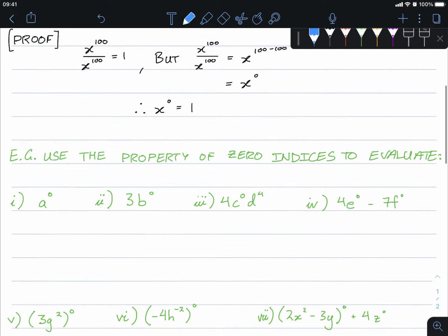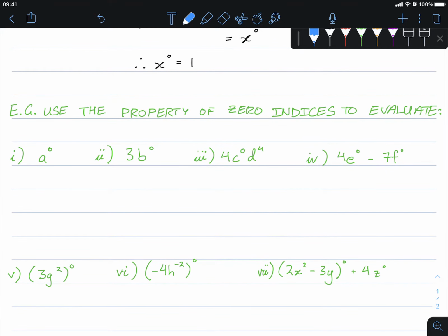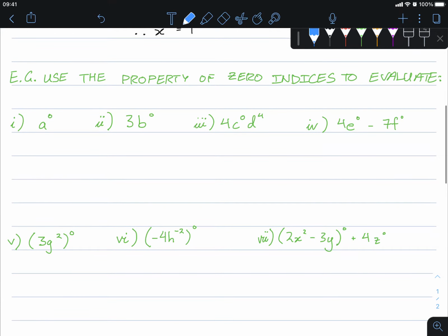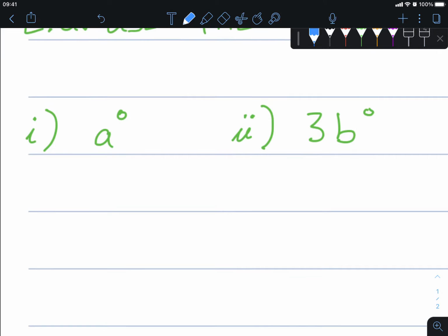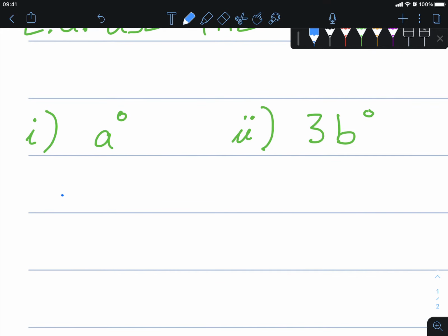And now we can just simply use this property to evaluate these 7 questions. You can pause the video and give them a go yourself. So here we go. So a to the power of 0, well, we just saw that that's 1.